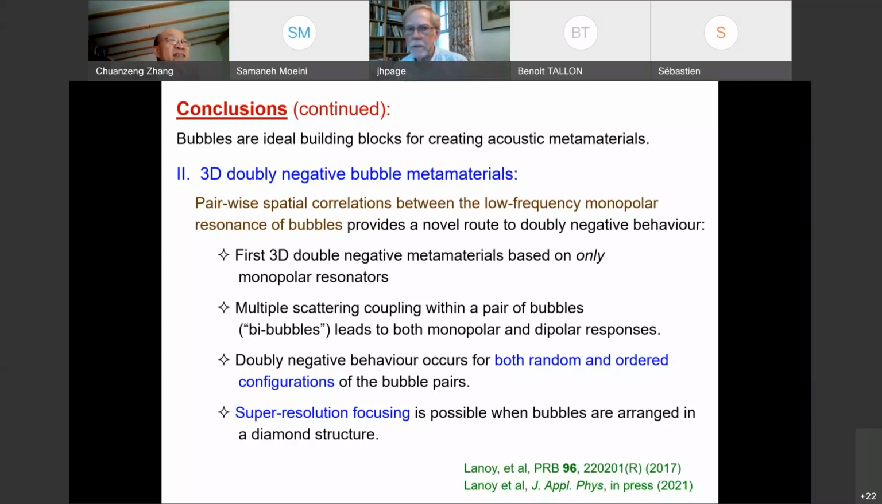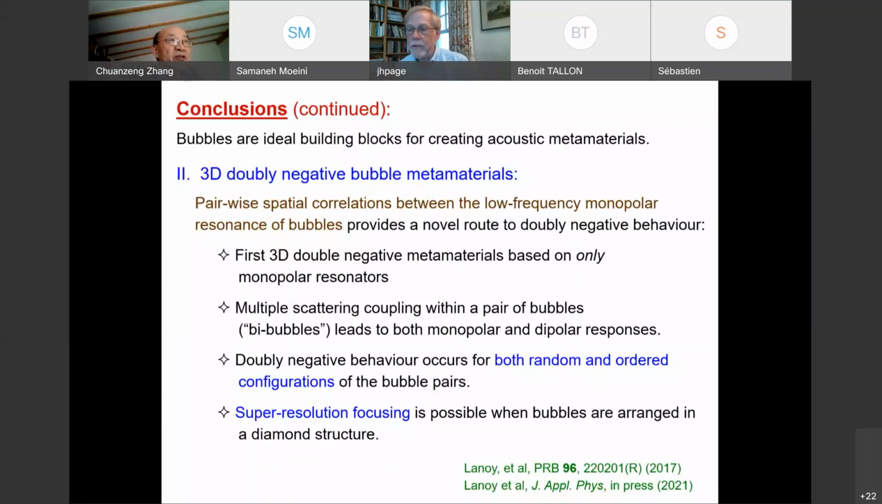And the condition is that we have pairs of bubbles at a fixed separation. The separation between pairs of bubbles has to be fixed. That's the key feature that really drives double negative behavior for these monopolar resonators. Because then when you have pairs at a fixed distance and you treat this bubble pair as a single scattering entity effectively, you have both a monopolar and a dipolar response out of the pair. And that's the key ingredient that we were able to show.